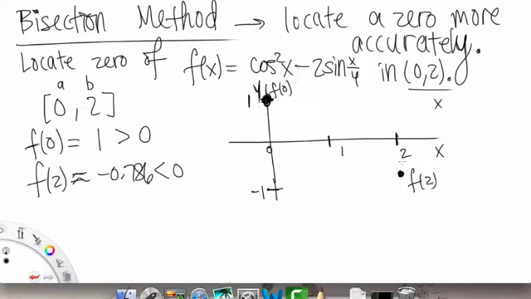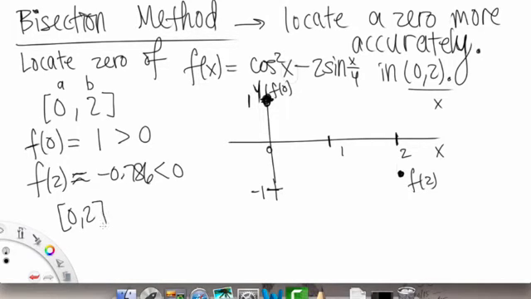That means that on this interval, we must have a 0, because we know f of x is continuous, since cosine and sine are continuous functions. So this graph must do something, and there's a 0 somewhere. But our goal is to find where it crosses the x-axis. We found those two endpoints, which is great, but we can't just guess where the 0 is. We want to find it more accurately.